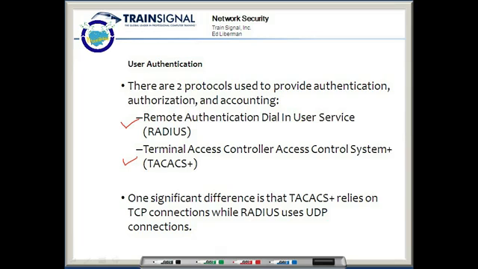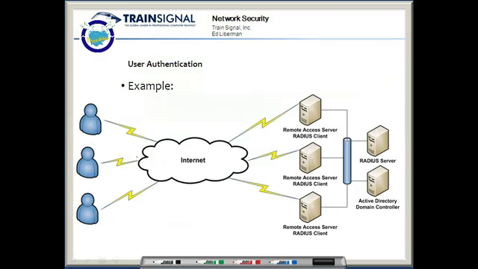utilizes UDP connections, right? And we know that TCP, we learned this in a previous video, is a connection-oriented, reliable transport layer protocol, and UDP is a connectionless transport protocol. So that's one of the main differences between them. Now, to truly help describe what they do, I have a picture for you. Here's an example of how Radius would work.